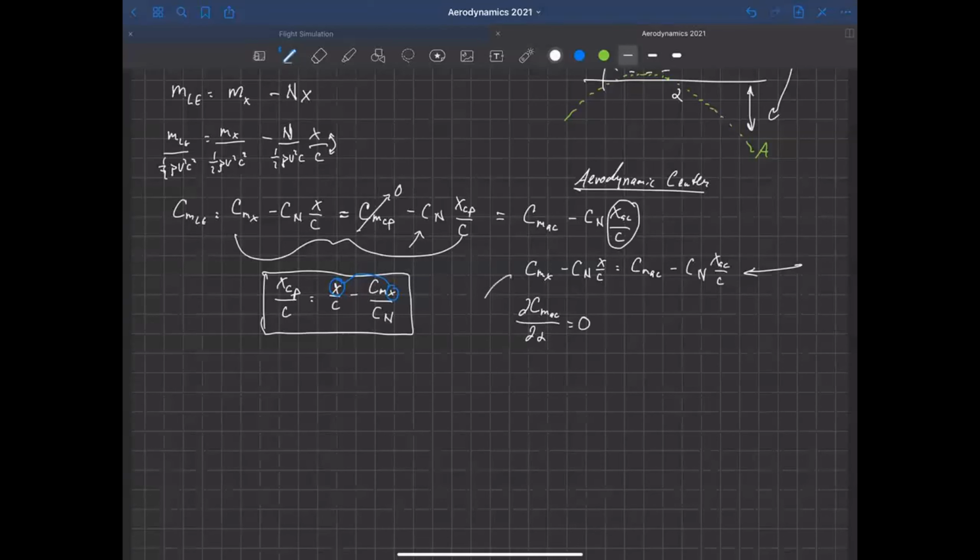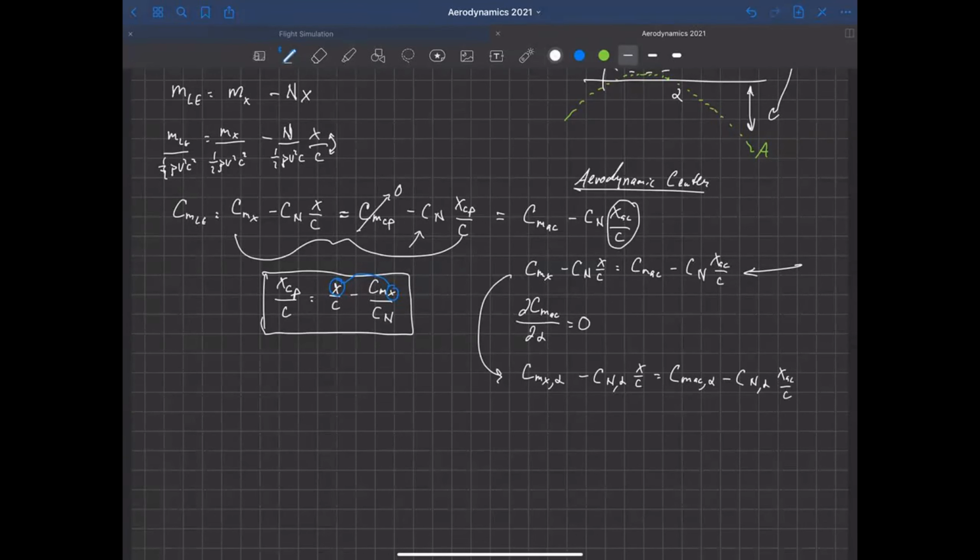So let's just take the derivative of that. And so we're going to get CMX comma alpha. Now I'm using a comma to denote a derivative. So the derivative of CMX with respect to alpha minus CN comma alpha times X over C is equal to CMAC comma alpha. Oops, that's not a divide, that's a comma. Minus CN alpha times XAC over C.